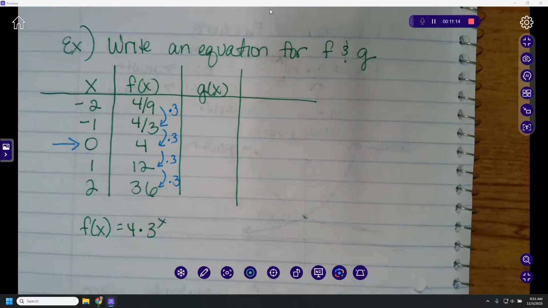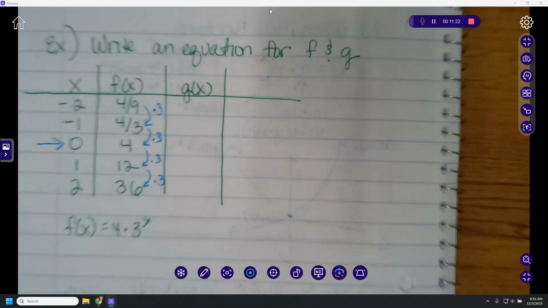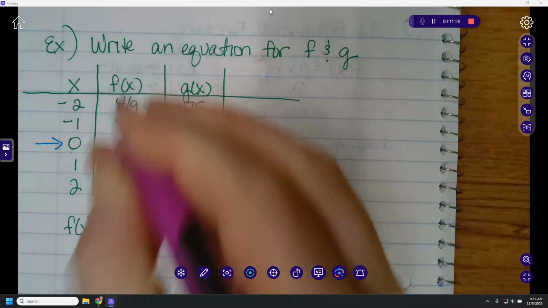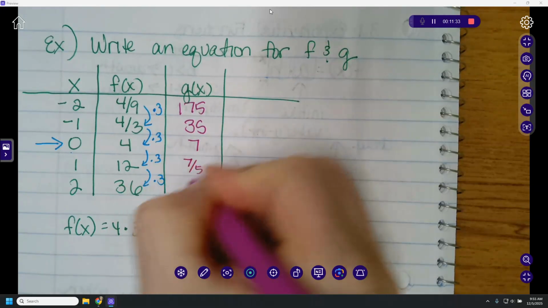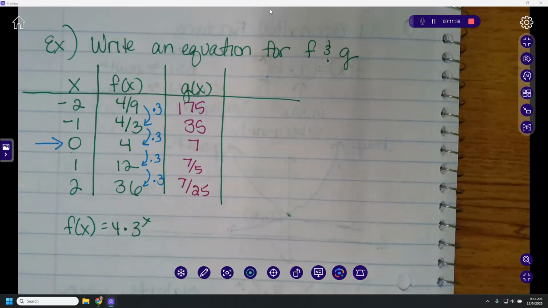For g of x, let's write a different equation. Let's have 175 followed by 35 followed by 7 followed by 7/5 followed by 7/25. Okay, if you would turn and talk to your neighbor this time, can you identify what you think is the y-intercept and multiplier?